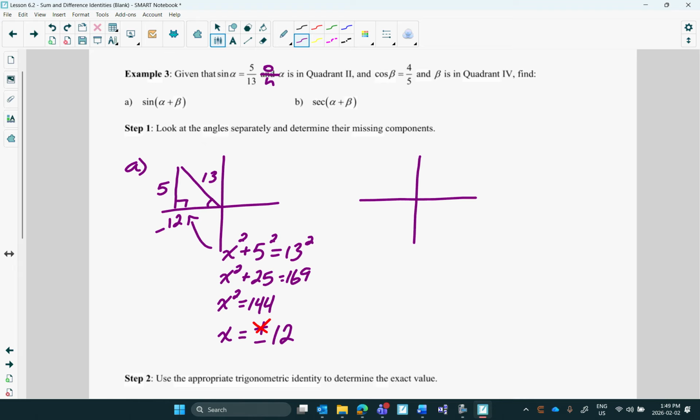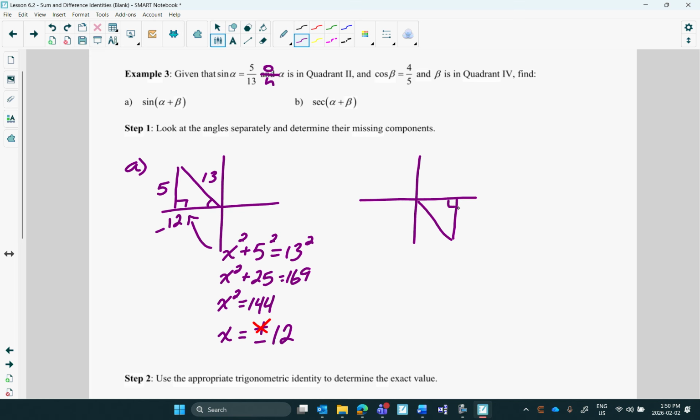Because remember when we solve quadratic equations like this? Whenever we take the square root, we take the plus minus square root. So that gives me information about alpha. What about this angle? Well, we're in quadrant 4.